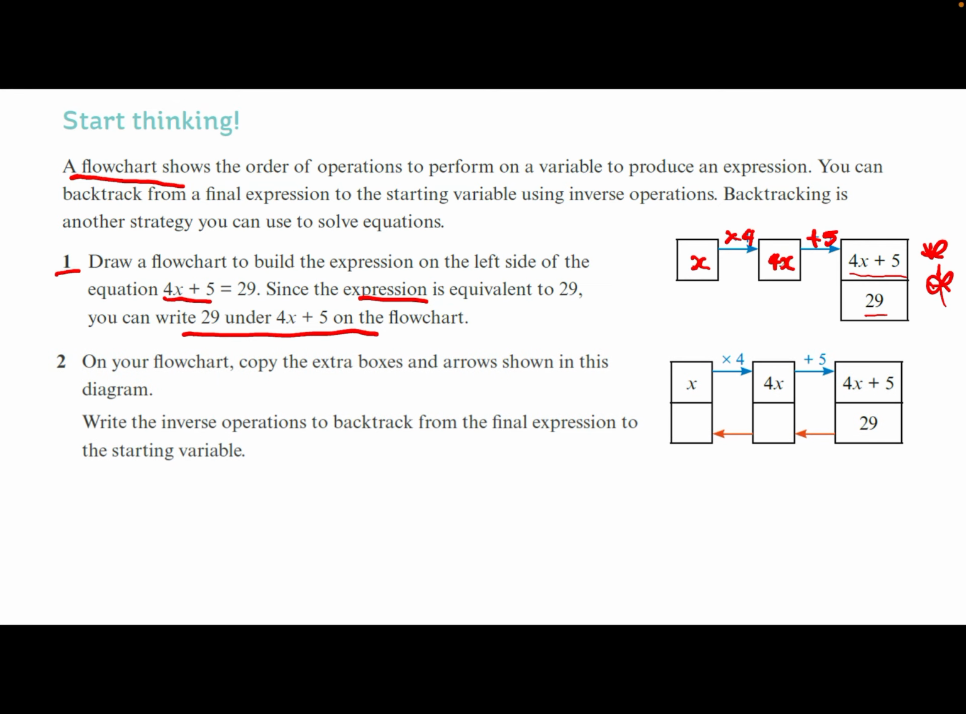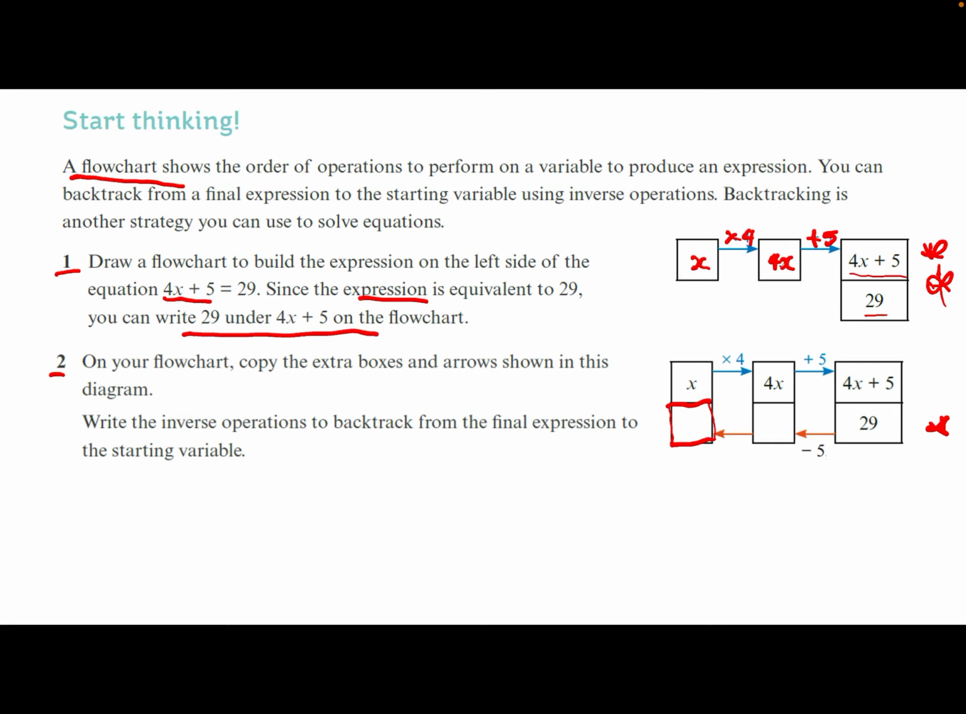Alright, so number 2, on your flowchart, copy the extra boxes and arrows shown in this diagram. So you finish it off by doing this bottom row of boxes, and this is going to help you to find x. To find x, you want to know, well, what's going to go in this box?